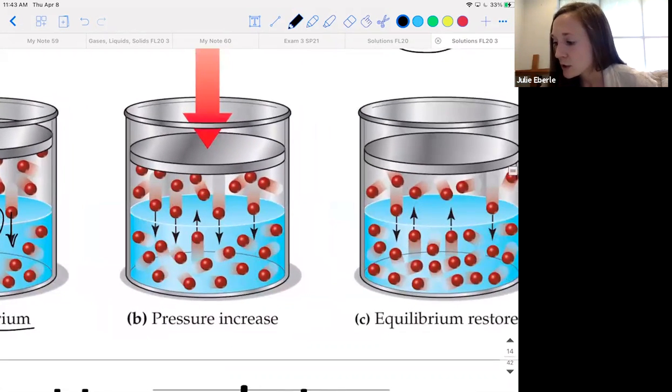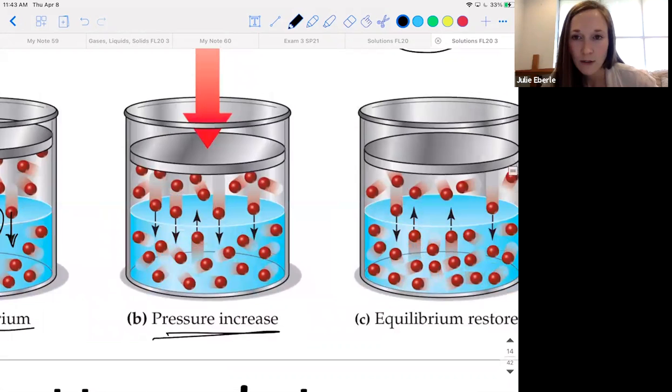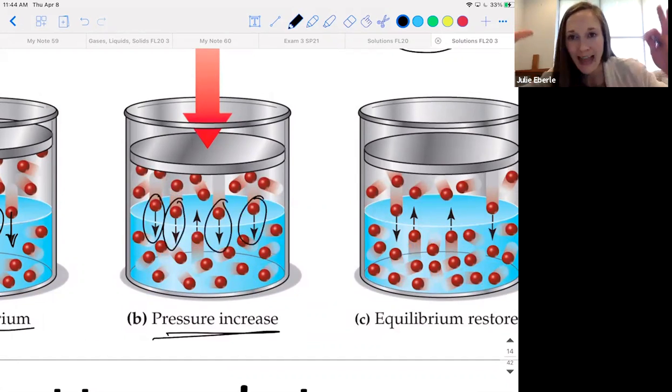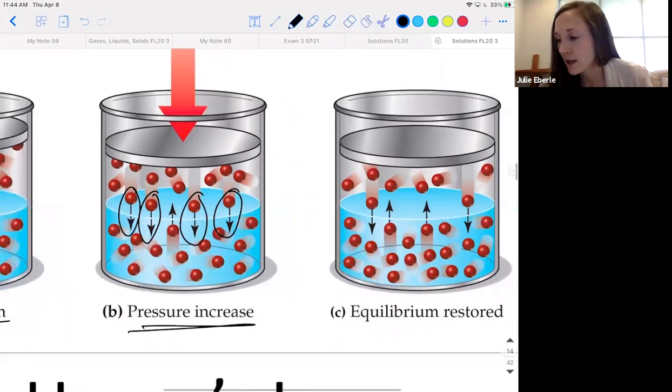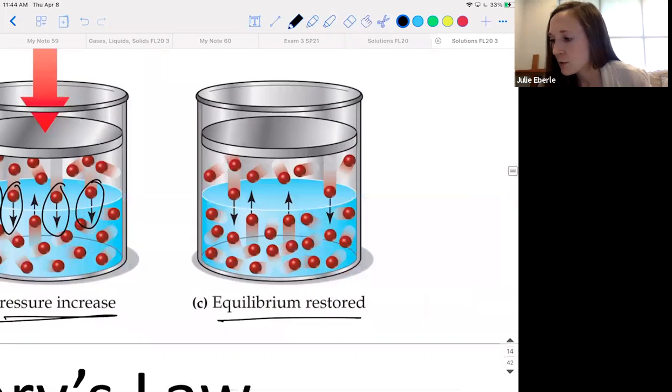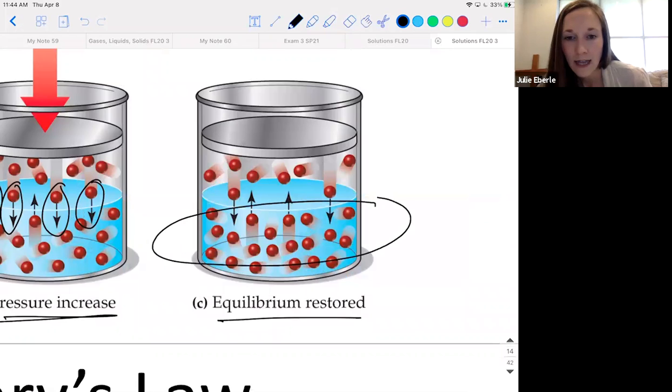If we increase pressure, and Henry's law addresses this, we're going to force, look, we've got a lot more down arrows, a lot more of these gas particles down into the liquid. This is what happens at smaller scales in hyperbaric chambers, where you sit in a pressurized room and we're increasing the amount of gas, say oxygen, in our blood. And then eventually we'll restore equilibrium. But notice now we've got a lot more gas in the liquid than we had starting out.